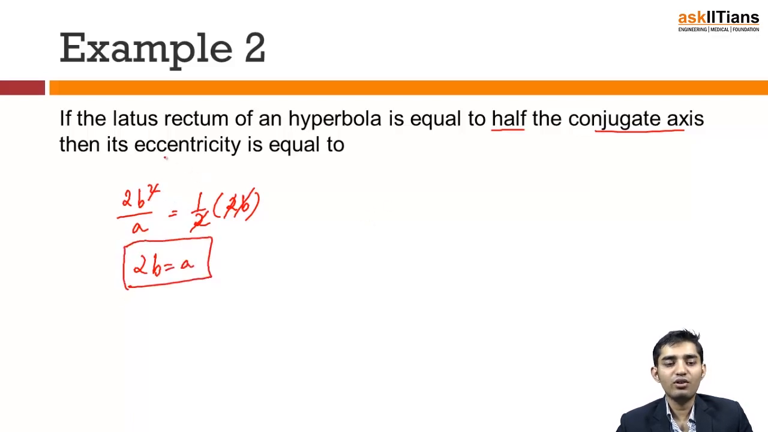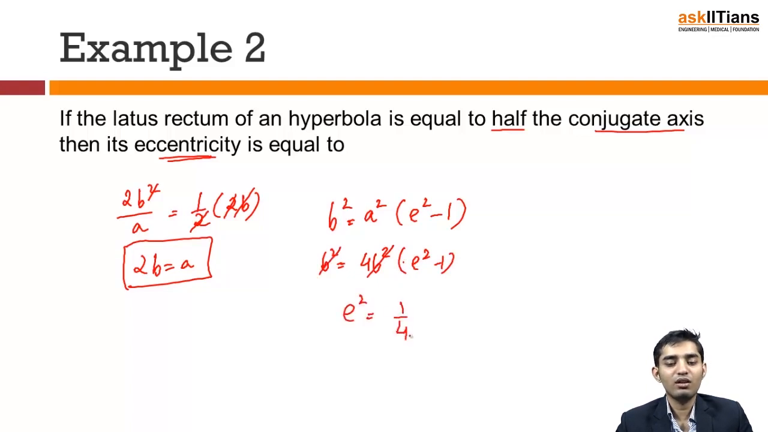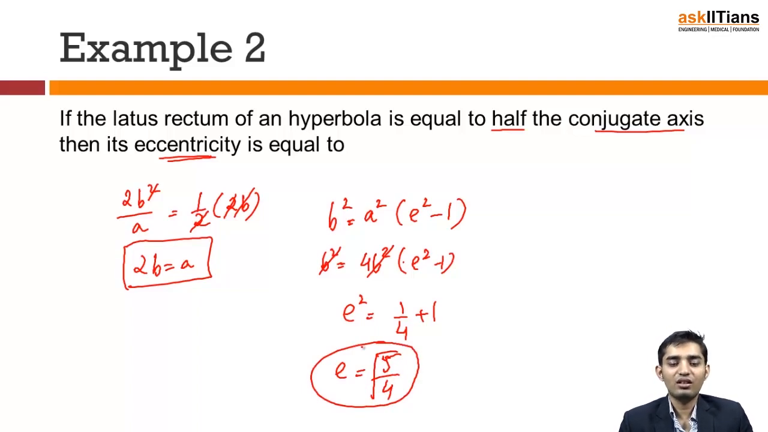Right, and what is the equation? I want to find out the eccentricity, right? So what is the relation between a, b and e? The relation between a, b and e is b² = a²(e² - 1), right? Now you can just put the value. a is equal to 2b, so here I will get 4b²(e² - 1). Now this b² will get cancelled, so the eccentricity squared will be 1/4 + 1. So the eccentricity you will get as root of 5 by 4. Okay, so from this you can find out the eccentricity, right?